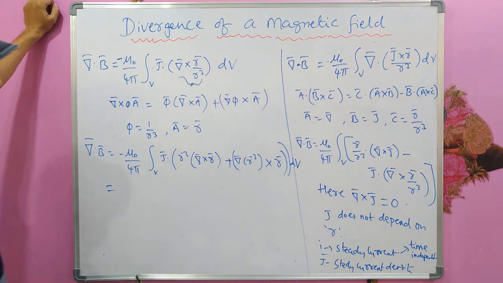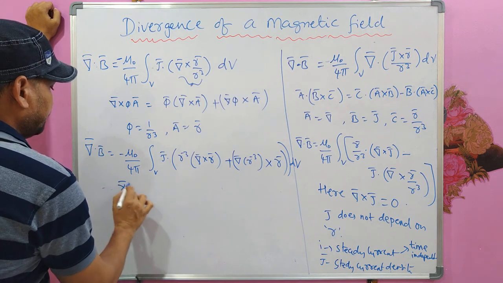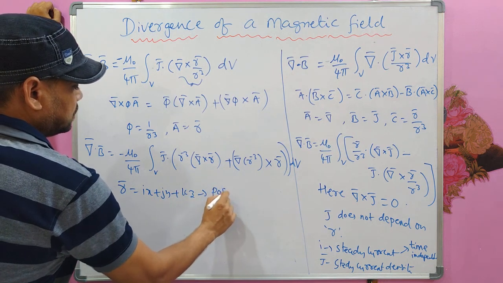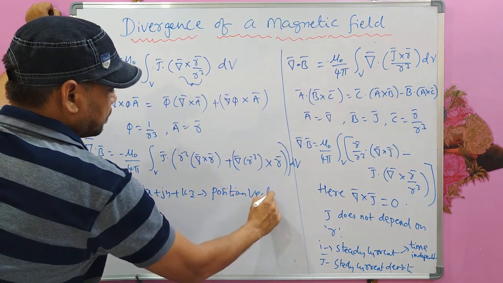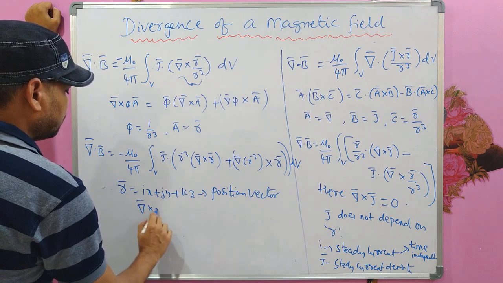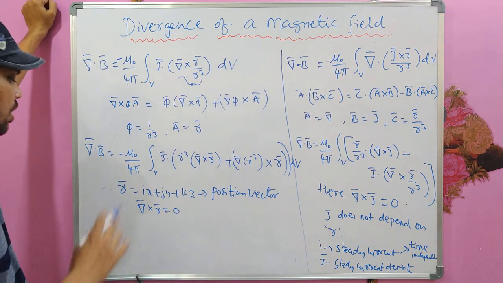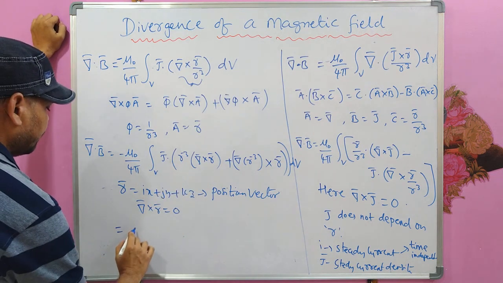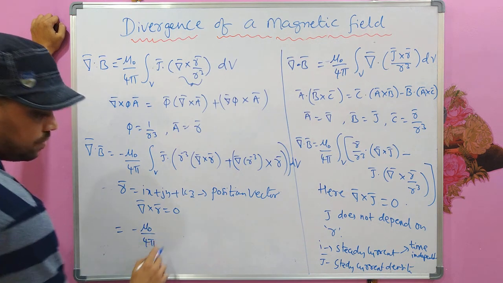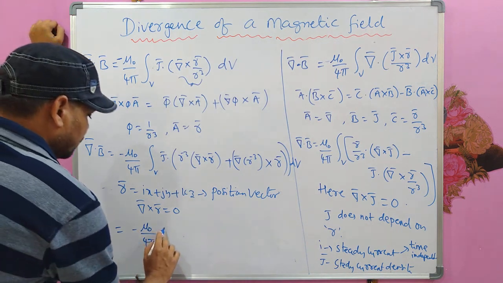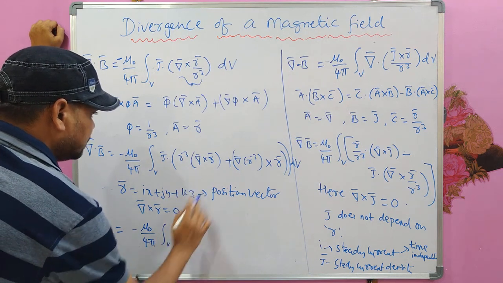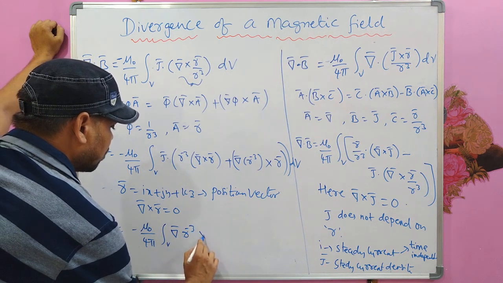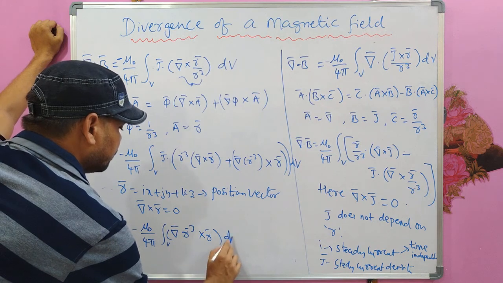If you observe this, what is R bar here? It is a position vector. And del cross R bar will be 0. Curl of any position vector is 0. So what do you get? It will be minus mu naught by 4 pi integral V J, this will vanish, we will get del bar R power minus 3 cross R bar dV.